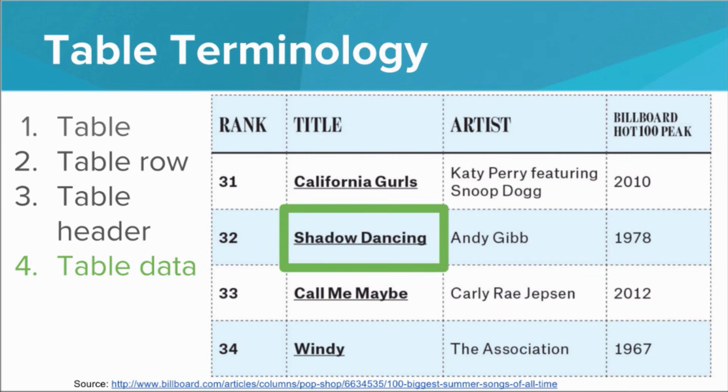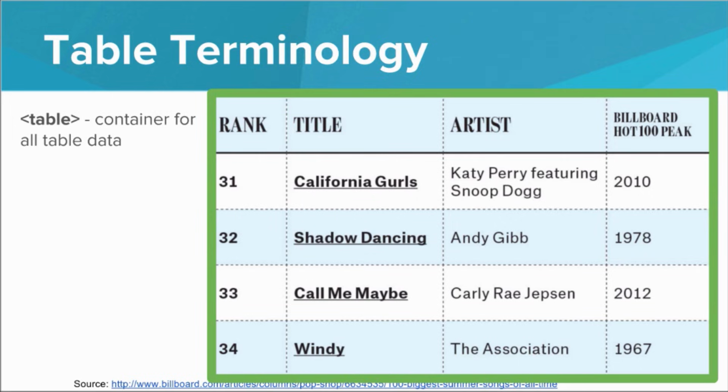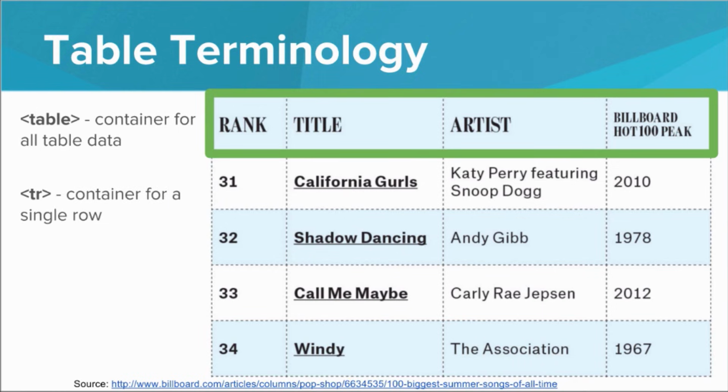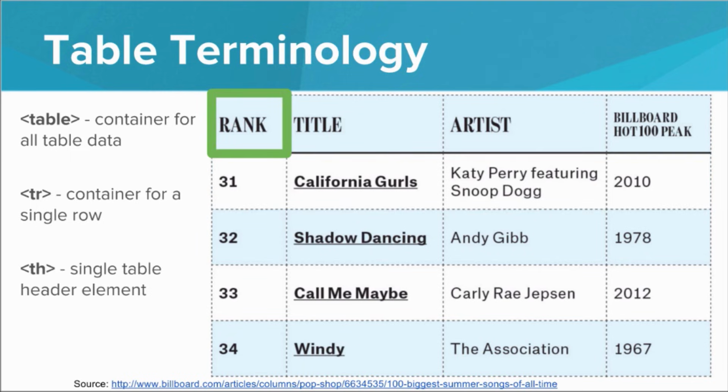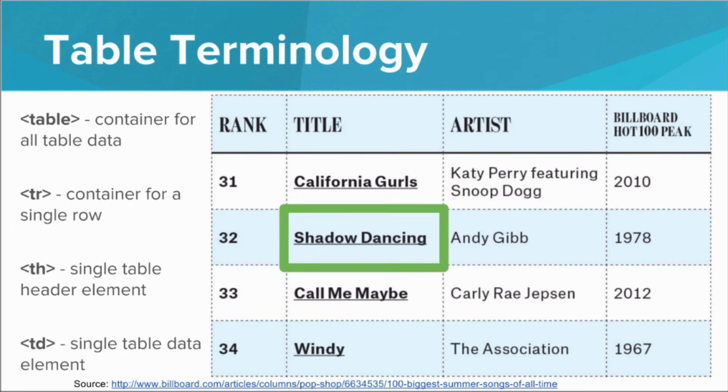So to build these tables in HTML, we're going to need a tag for each one of these terms. So first we'll have the table tag, and the table tag is the container for all of the table data. Now inside the table tag, we will have a TR tag, which stands for table row. So a table will have a TR tag for each row in the table. Now inside the first table row, we'll have a TH tag for table header. So each one of these is a single TH tag, a single table header element. And below the table headers, we will have the actual table data. So table data will refer to the actual information inside each cell of the table. So these are the tags we're going to use to build our tables in HTML.